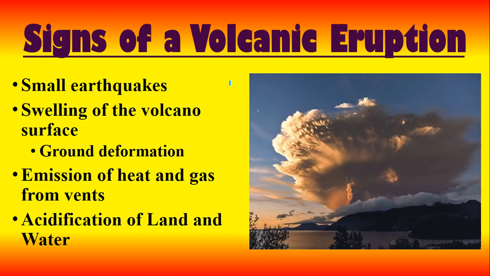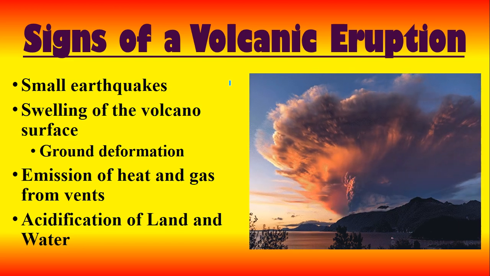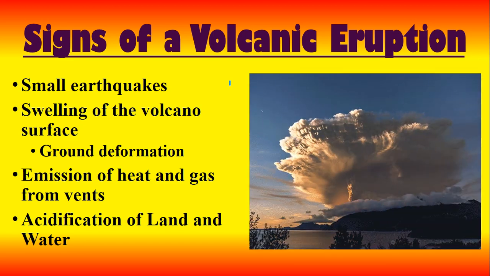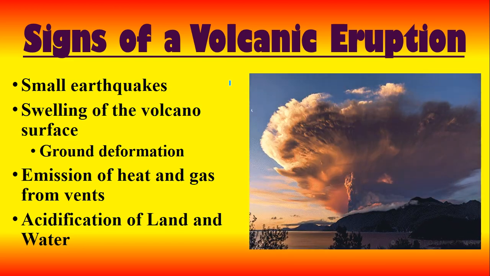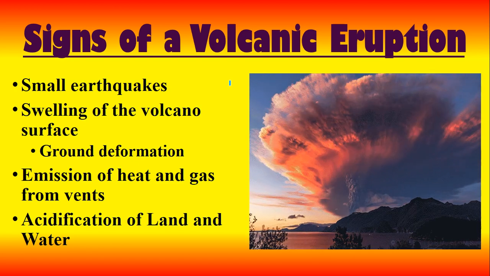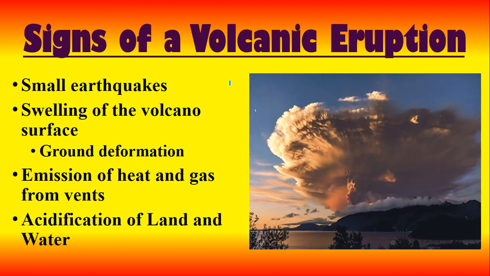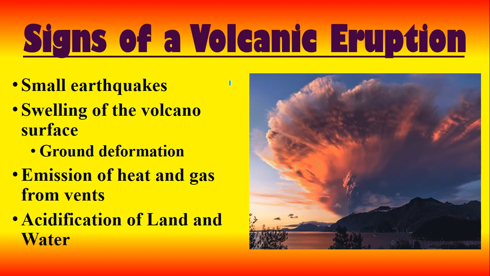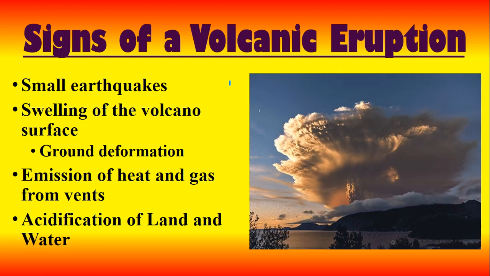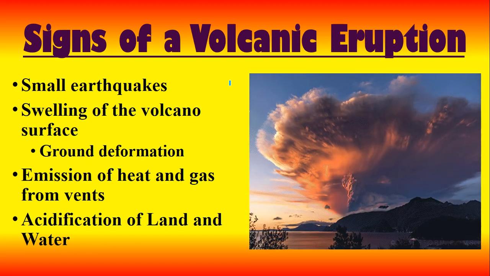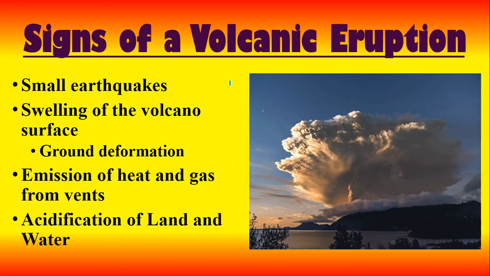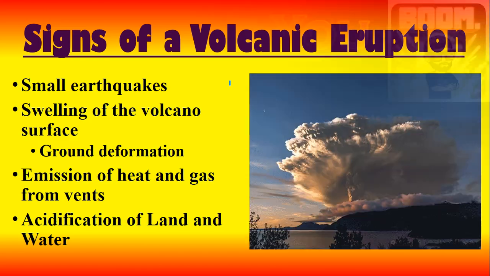There's sometimes emission of heat or gases from vents. You start to see more gases come out of the vents. You can also have acidification of the land and of the water, and since things have to be in balance, you can start seeing dead animals come up that were usually in that area. So these are just some signs of volcanic eruption.